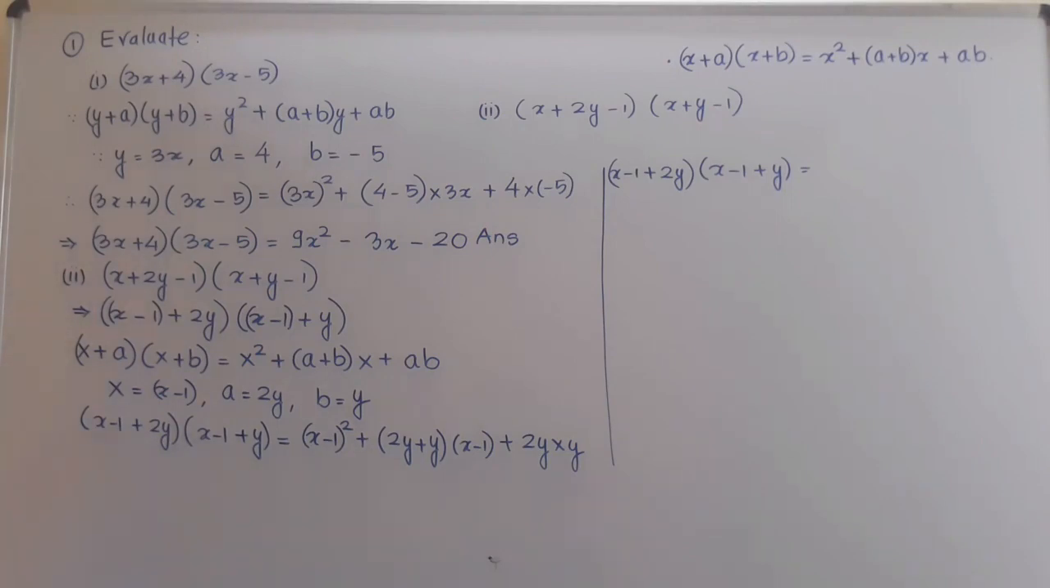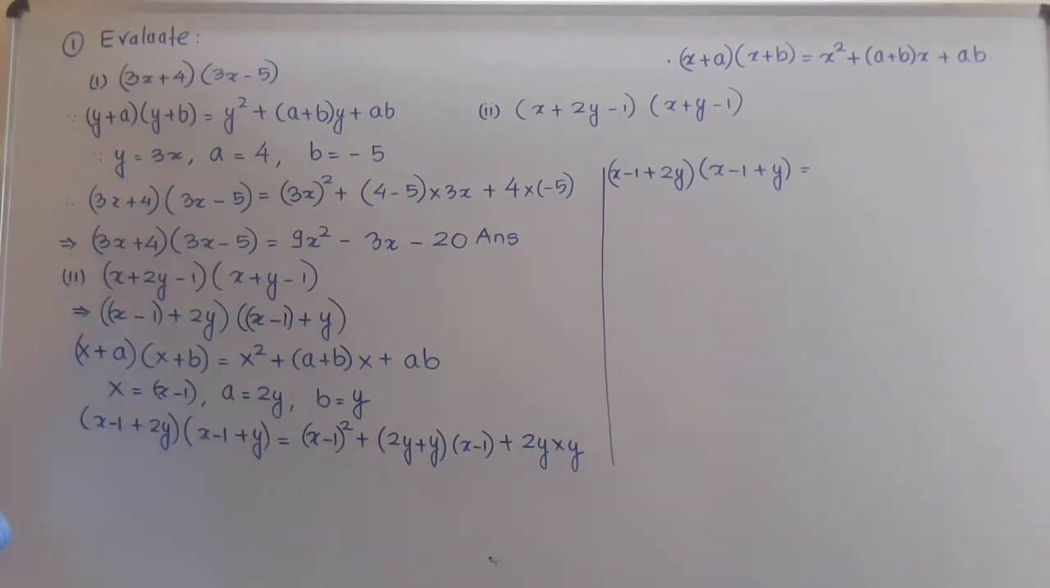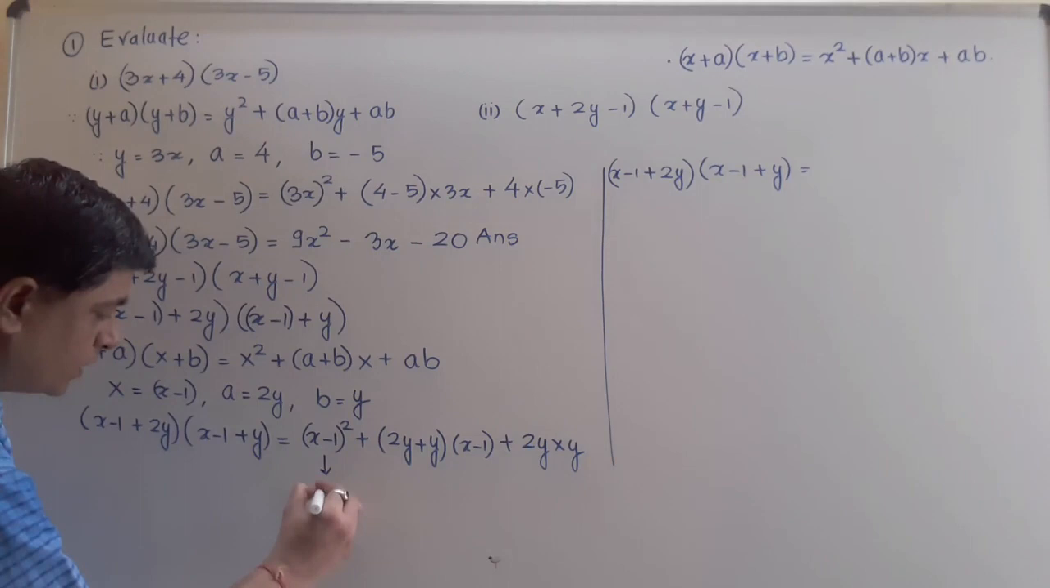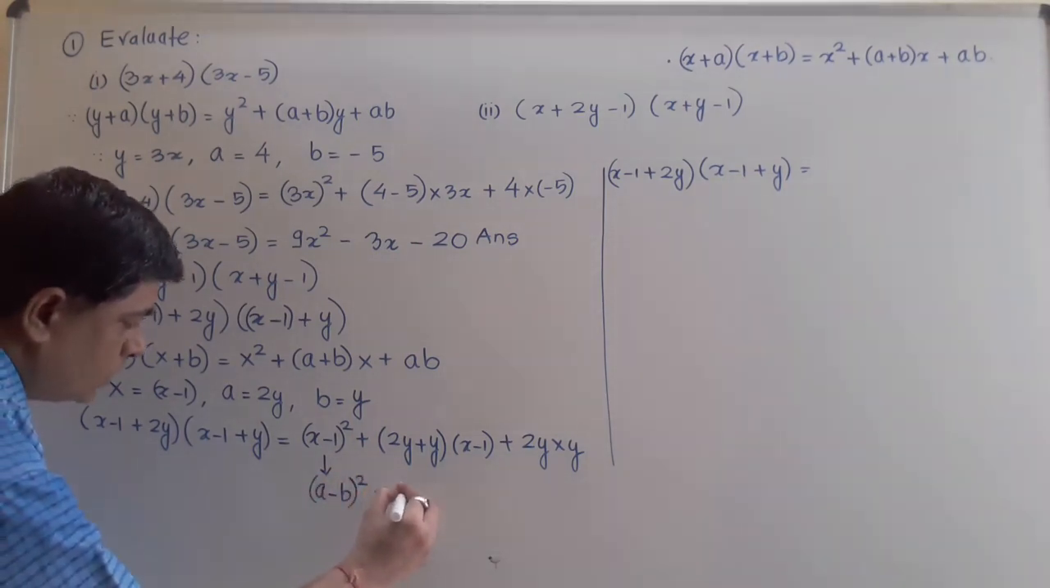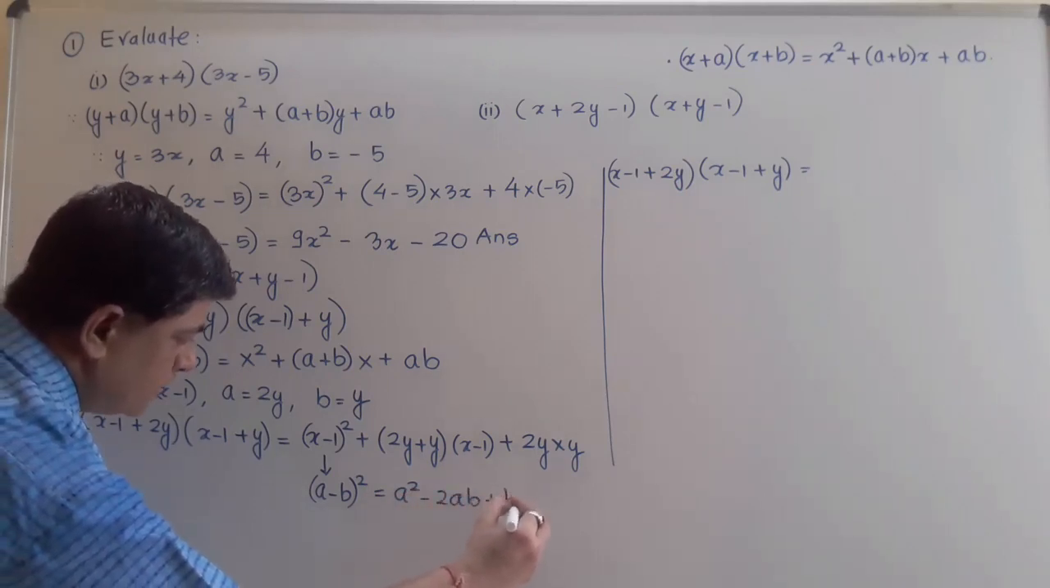x minus 1 the whole square you can find out by the formula a minus b the whole square. Now you are already becoming proficient in expanding it, because in type 3a we have already seen it. So this one I am going to open. I am showing you what formula I am going to apply here. a minus b whole power 2 is equal to a square minus 2ab plus b square.